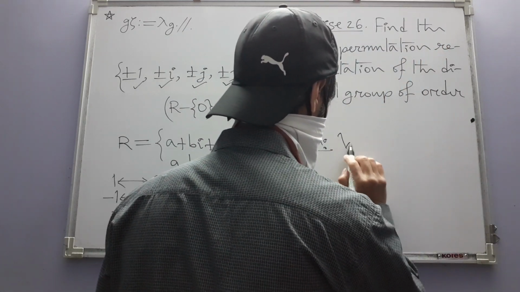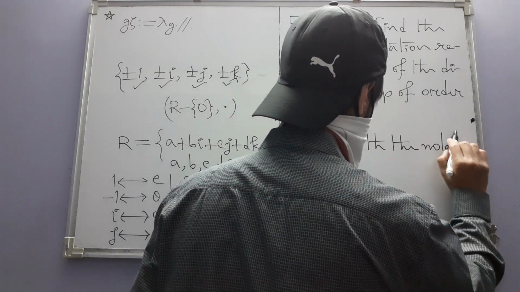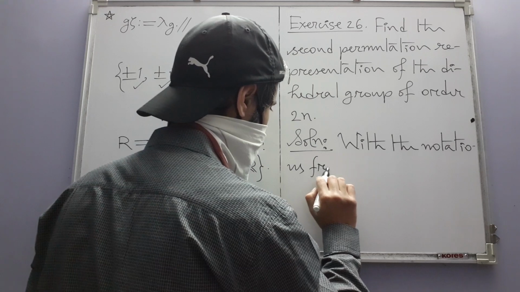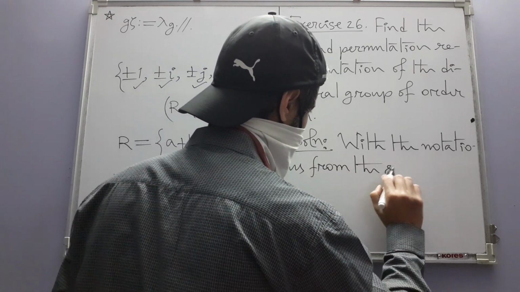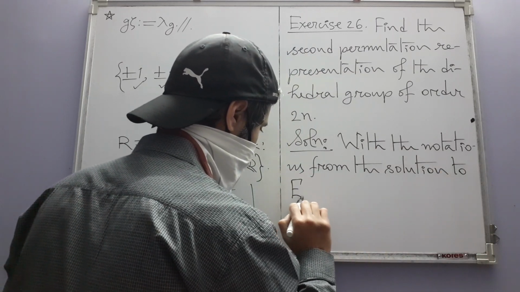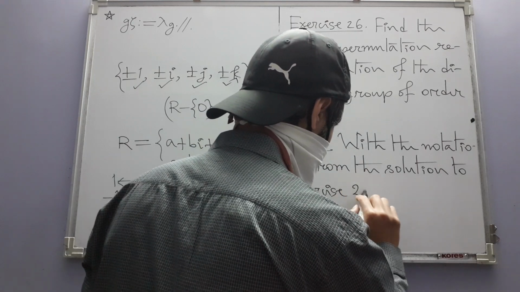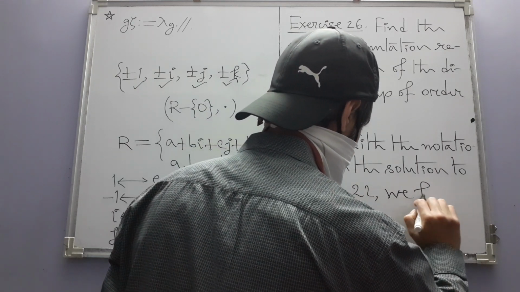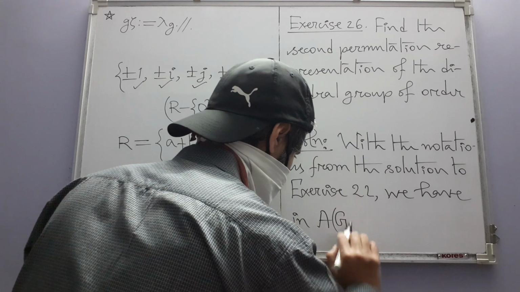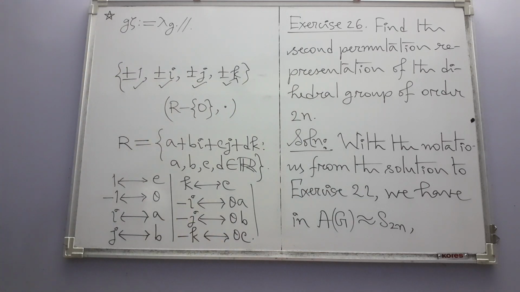With the notations from the solution to exercise (22), we have in A of G, which is isomorphic to S2n, these following things.